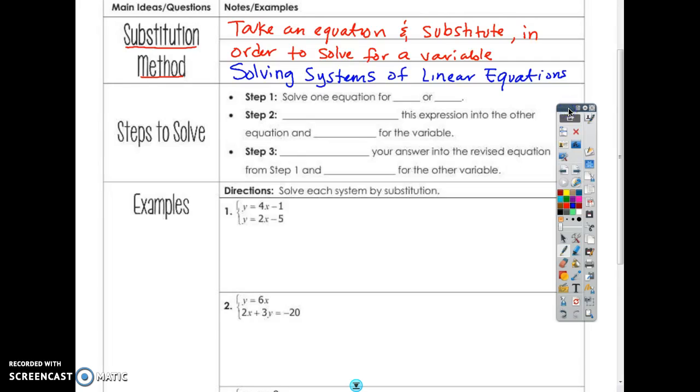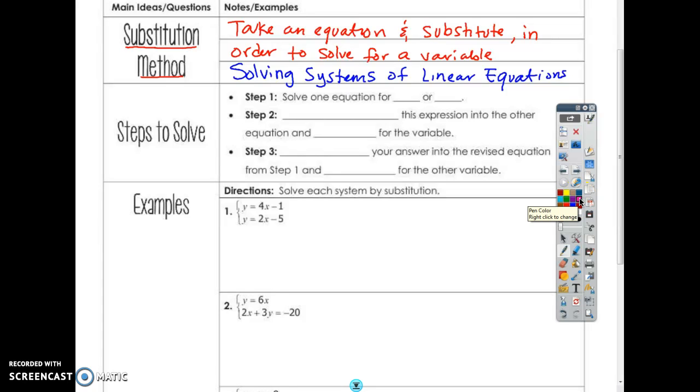Okay, there's different methods to use for solving systems of linear equations. We're starting with substitution today. We'll talk about elimination tomorrow, and then I'll show you the easiest one on Wednesday. Okay, so let's fill in the blanks.